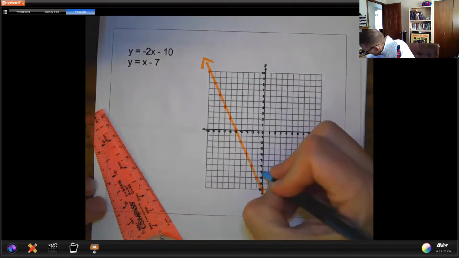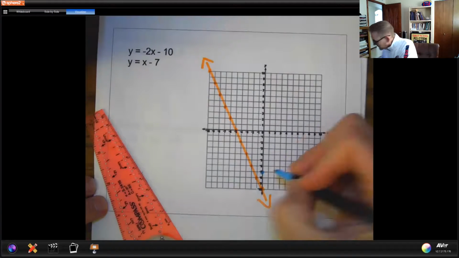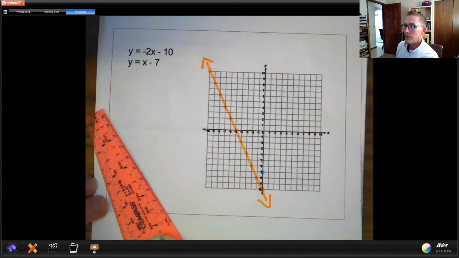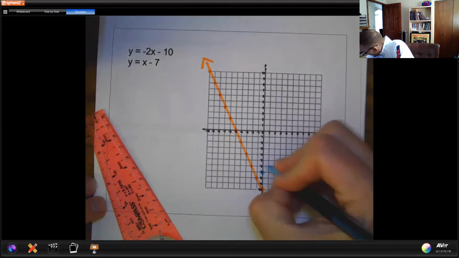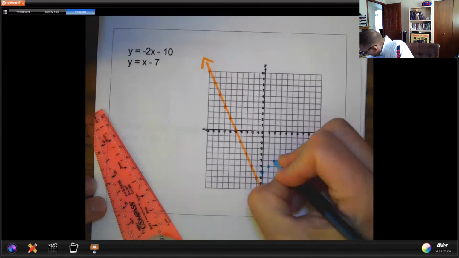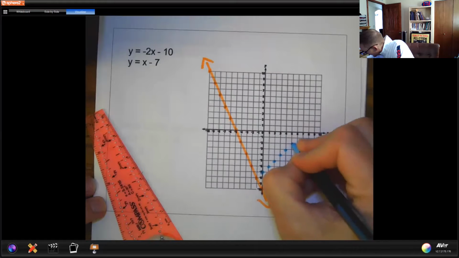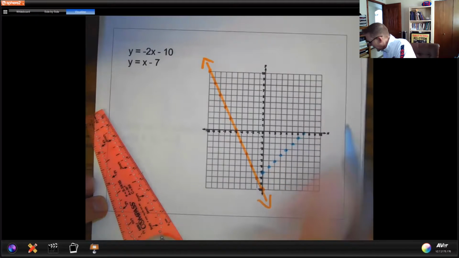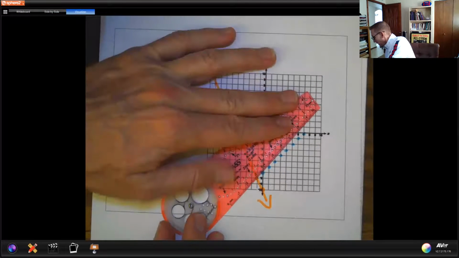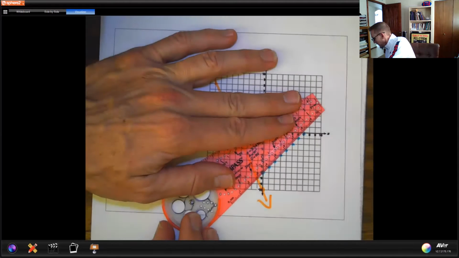Negative 7. And then for our negative 7, we're going to go ahead and say we're going to go up 1 over 1. And we'll go ahead and graph that one there.